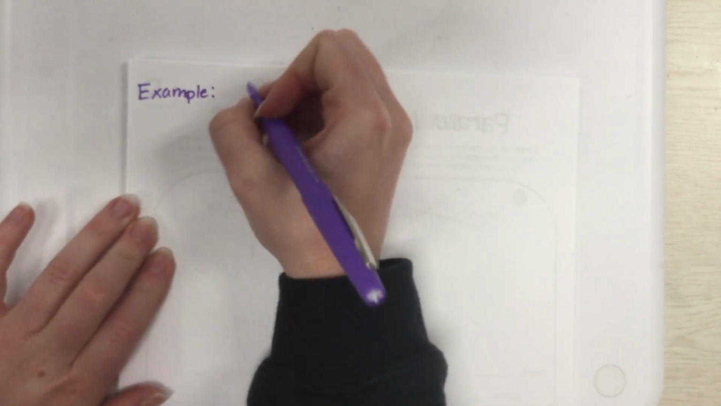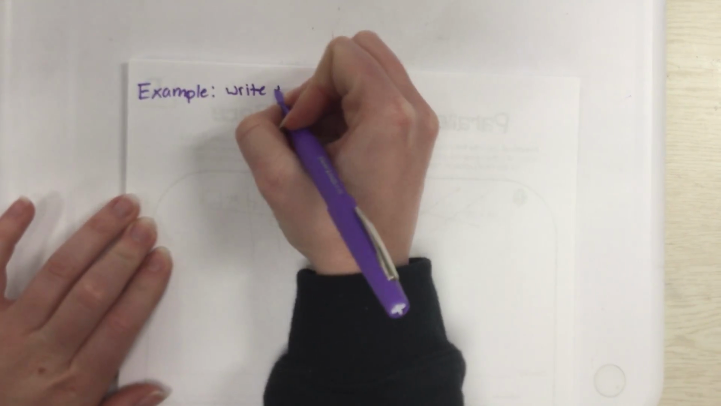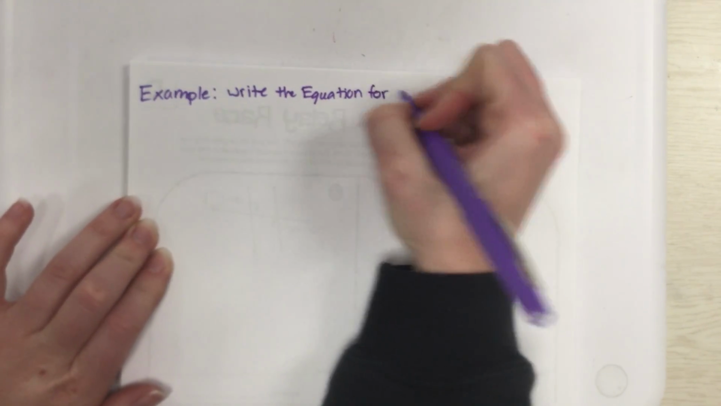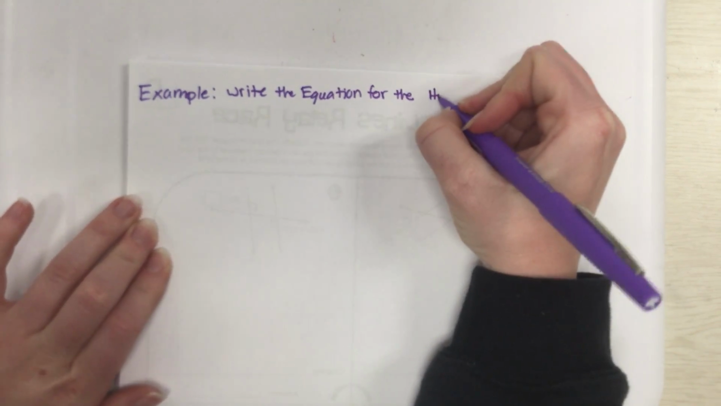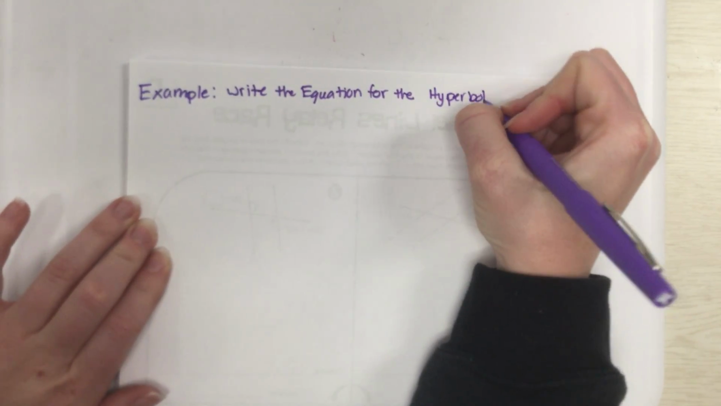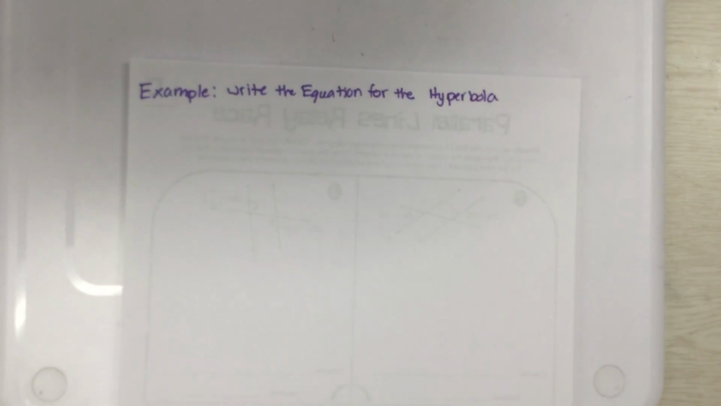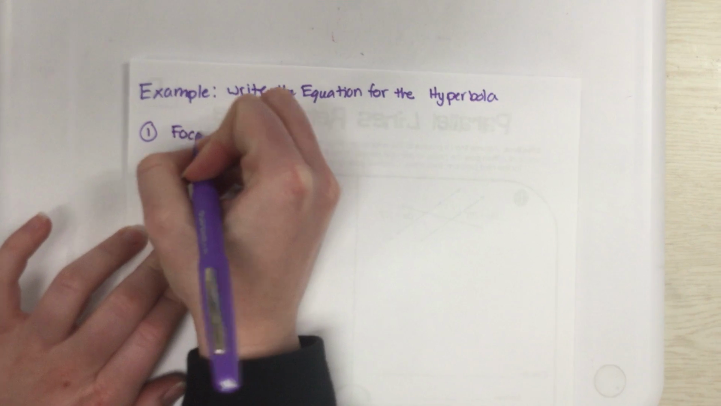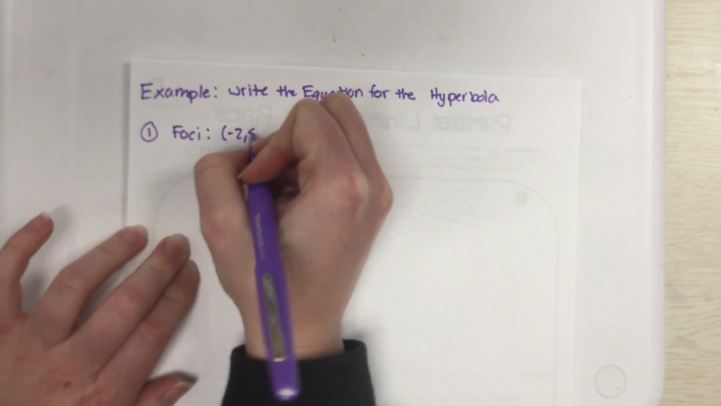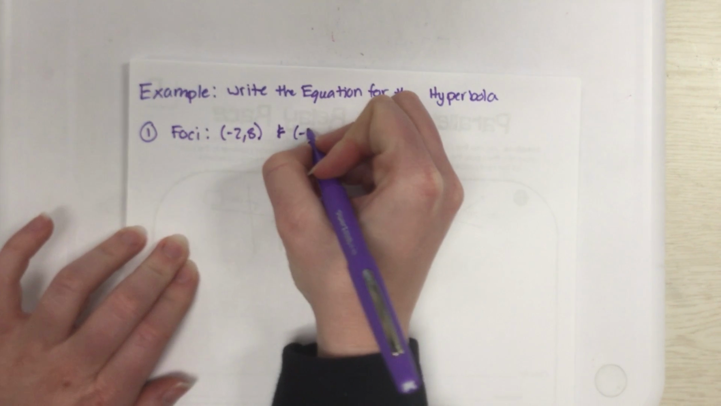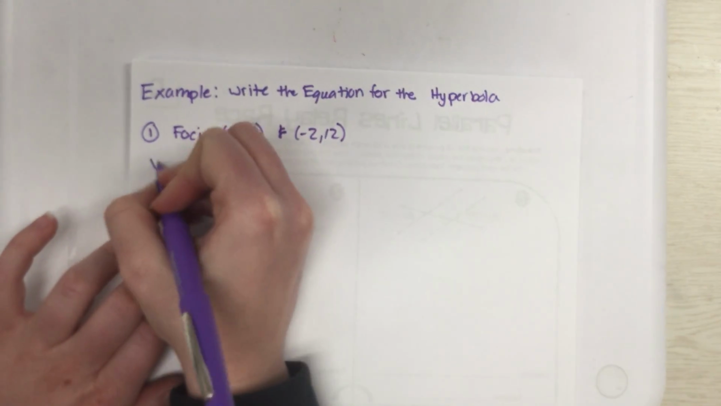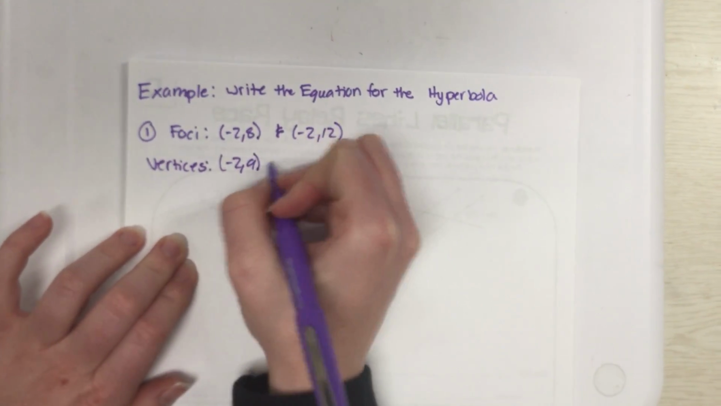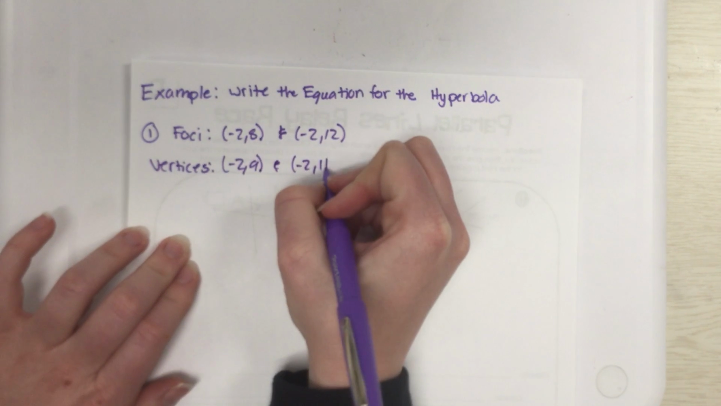What we got to do for this one is we actually need to write the equation for the hyperbola. And there'll be 2 topics for this, so I'm actually going to go through the 2 different types, one of each. Okay, and so the first one, you're going to be given foci, and those foci are (-2, 8) and (-2, 12). You will also be given vertices, okay, and so (-2, 9) and (-2, 11).